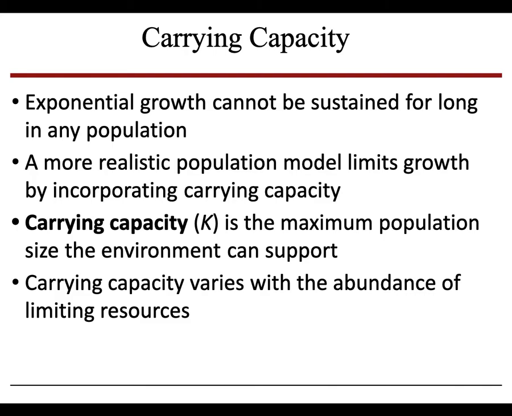A more realistic population model that thinks about the limits of growth is what we call the logistic model, and it includes this notion called carrying capacity. You might have talked about carrying capacity in earth science when maybe you've talked about the number of humans that can survive on planet Earth, but it's really the maximum population that an environment, the Earth, a country, a forest can support. Carrying capacity varies with the abundance of limiting resources. Limiting resources could be biotic or abiotic factors that are really important for a species and a population and an individual to survive and have offspring.